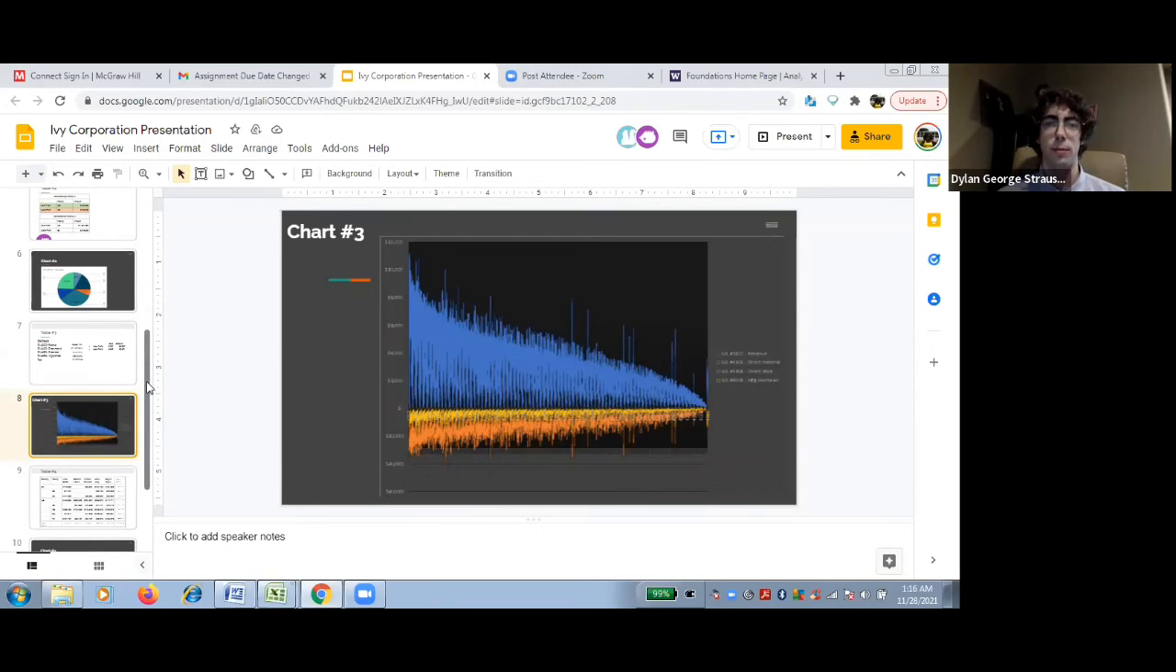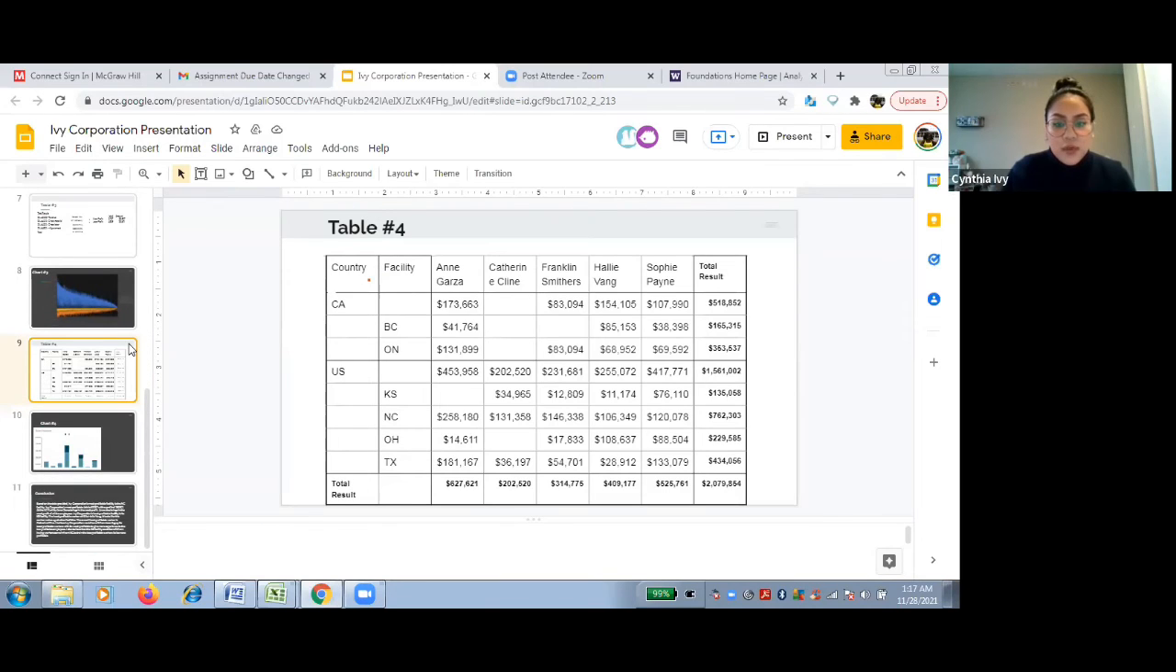And moving on to table 4, we have a breakdown of how much each representative has brought in per country and per facility. As you can see in the Canadian facility, Anne Garza brings in the most revenue, and the lowest revenue comes from Sophie Payne in the BC facility. The lowest amount of revenue comes from the BC facility in Canada.